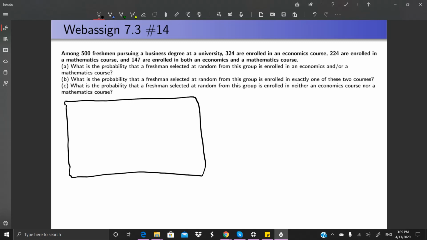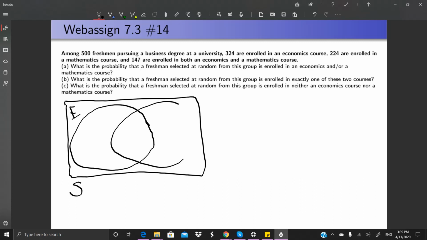So remember, our universal set here is now the sample space, S. All right, so we have two subsets, one which I'll call E for econ, and then the other one which I'll call M for math. So E, and then M. All right, so here are the two subsets. Okay, so then we're just going to fill this in the way we did in chapter 6. So remember, you always start with the number of elements which are in both sets, always. So that's 147. Then using some subtraction, all right, so we know that 324 people are enrolled in an econ class.